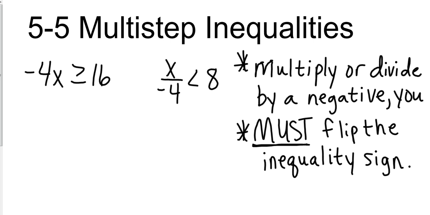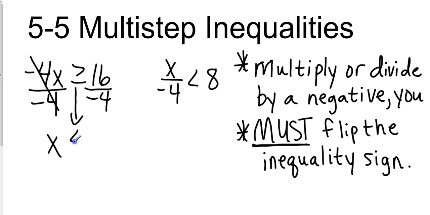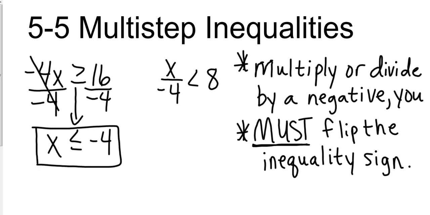For example, I've got negative 4x is greater than 16. I'm going to divide both sides by negative 4. And by rule, this will cancel, and I have to flip, change direction, the inequality sign. Then 16 divided by negative 4 gives me negative 4. Again, anytime you multiply or divide by a negative number, you must flip the inequality sign.